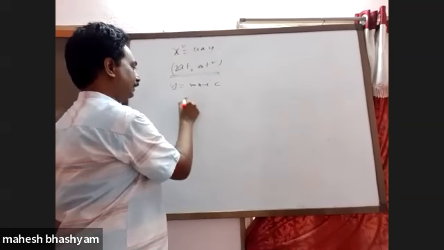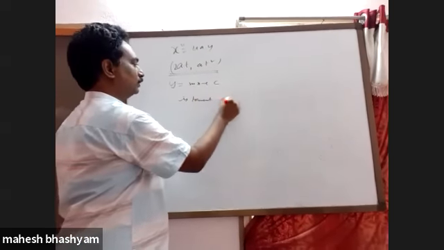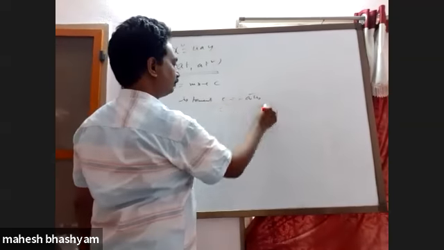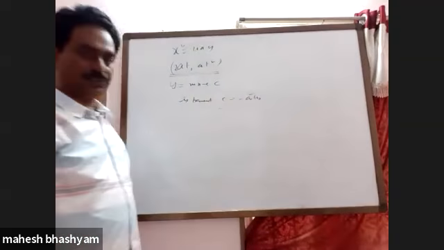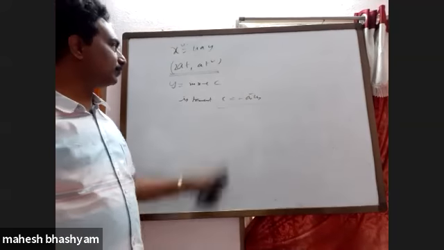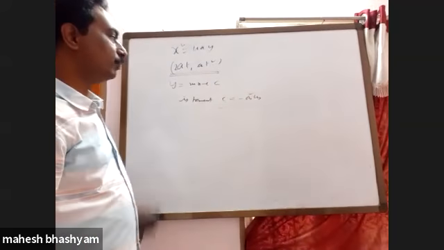It is a tangent. c is equal to minus a square m. Condition for the tangent: c is equal to minus a square m.